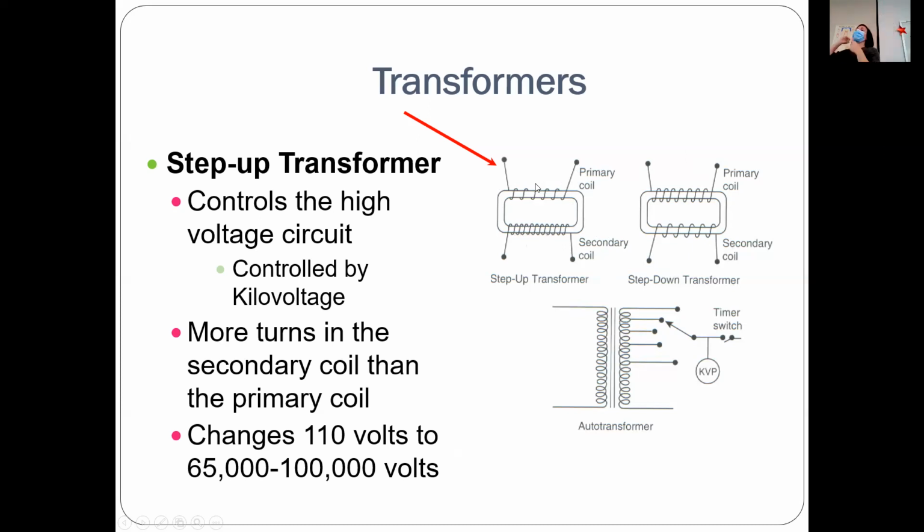The purpose of the step-up transformer is to shoot the electrons across to the anode. You would say that step down is first and then step up is second. Yes. So step down happens first and step up happens second.